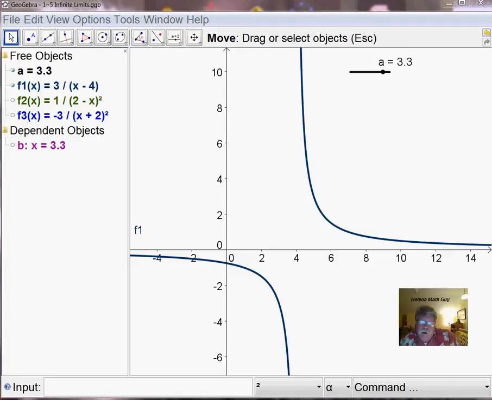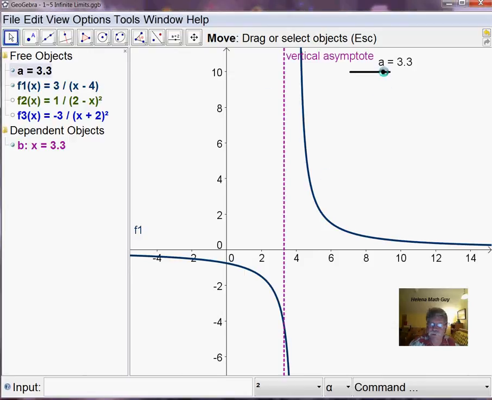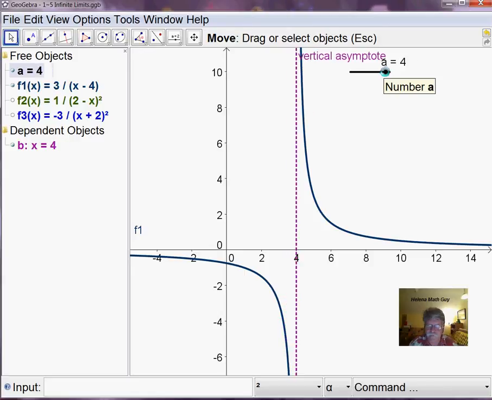What we're going to be looking at on the screen here using GeoGebra is going to be some interesting functions. I'm going to start with function 1. f1 of x is 3 divided by x minus 4. You can see the graph there. Let's look at the vertical asymptote. It's pretty easy to figure out where that vertical asymptote is going to be. There it is. It's right at 4.